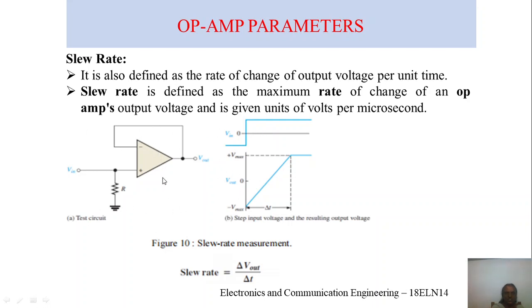This is the test circuit. This particular op-amp connection has unity gain, because here the inverting input is connected to the output, and the non-inverting input is connected to Vin. This type of connection gives the worst case, or the lowest slew rate, so hence it is taken as a test circuit.